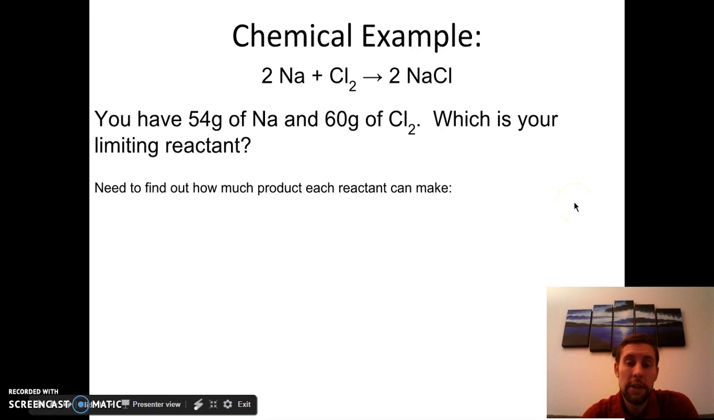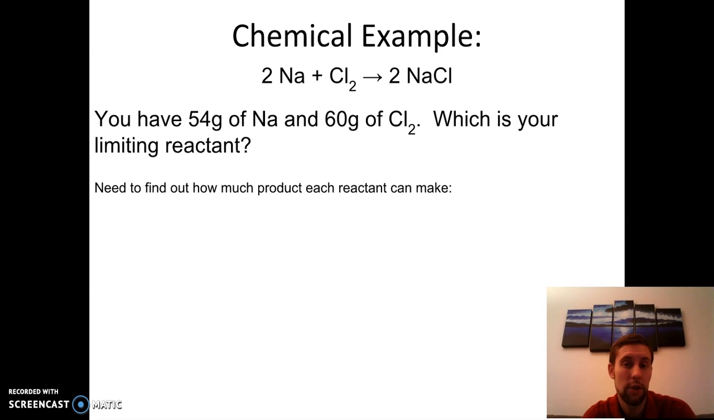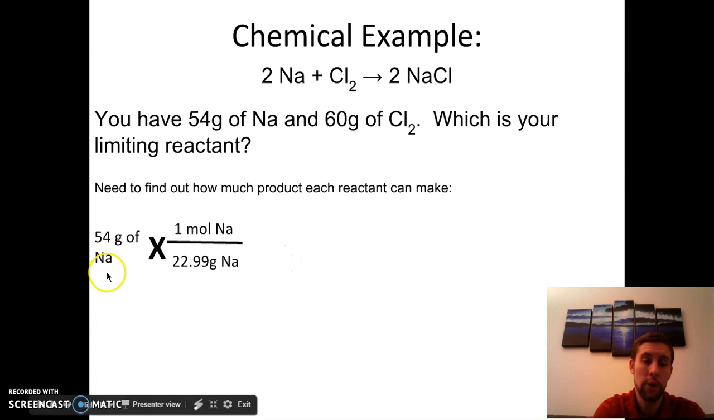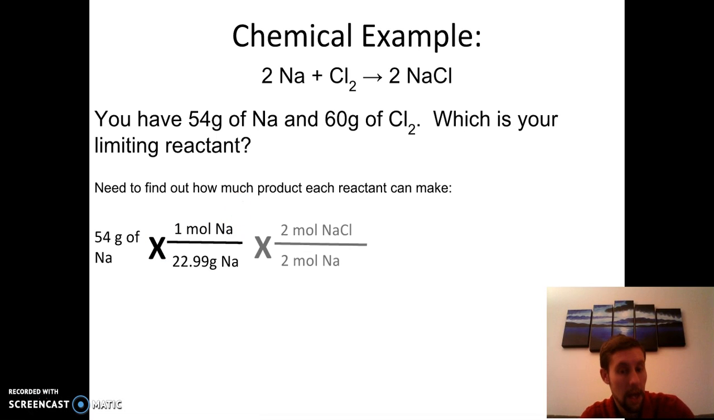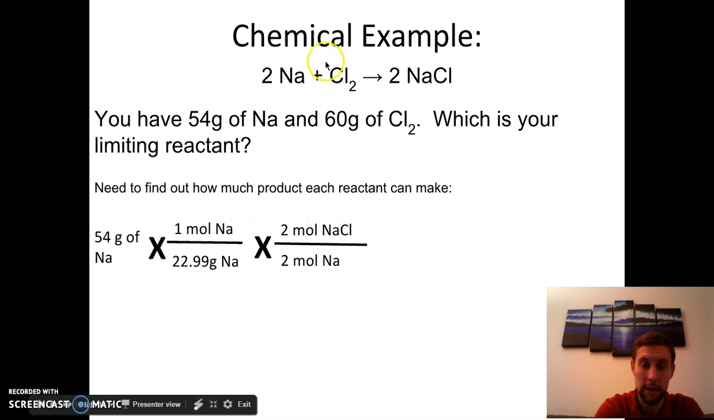So how we solve this is by determining how much of our product each of those reactants could make if we used all of it up. We're going to take our sodium first. I have 54 grams of sodium, and I cancel my grams and go to moles of sodium. That's partway there. That's not my product yet. So I then have to cancel my moles of sodium and go into moles of my product. Again, mole ratio, 2 and 2 in this case. I can change the of what, because these are both moles.